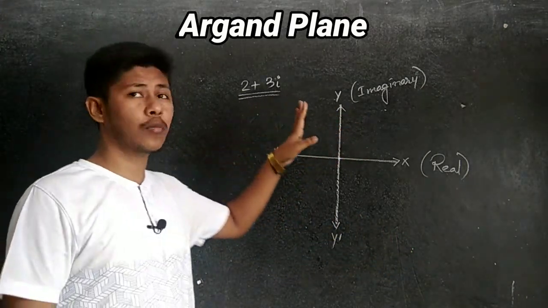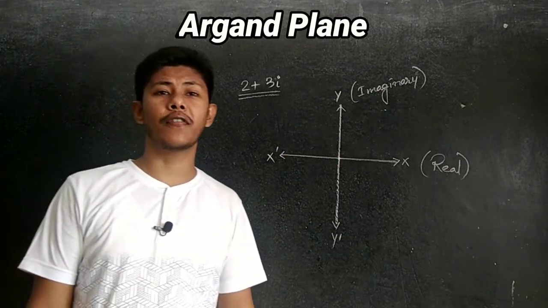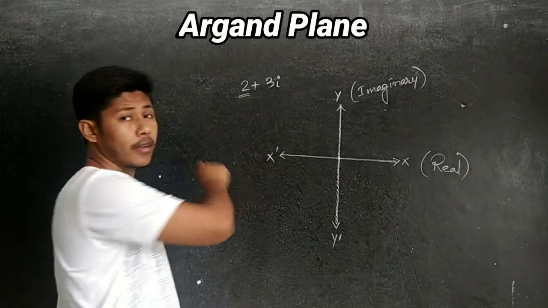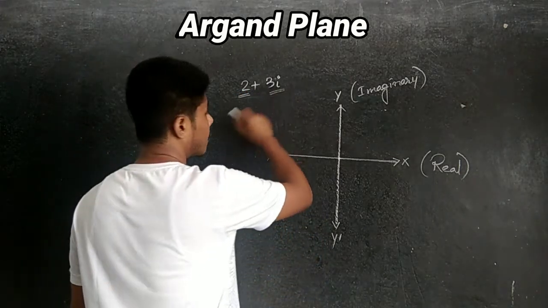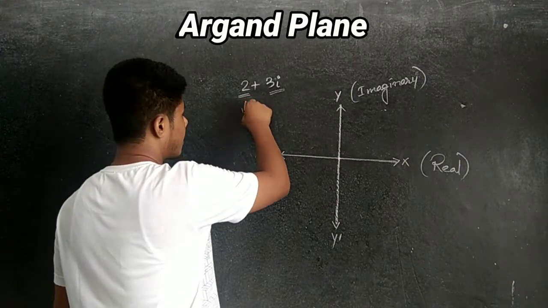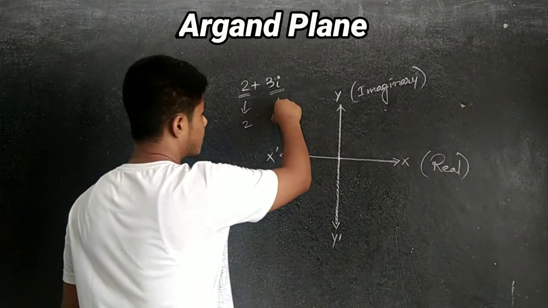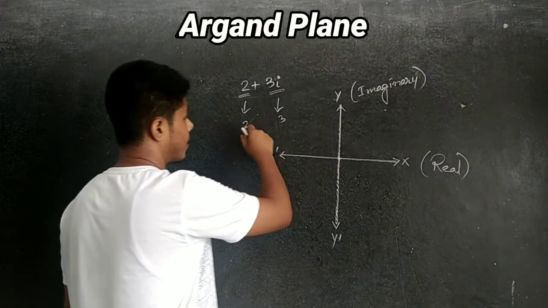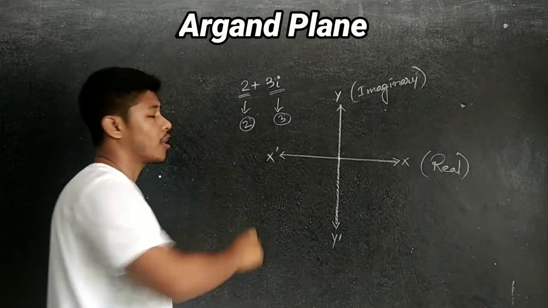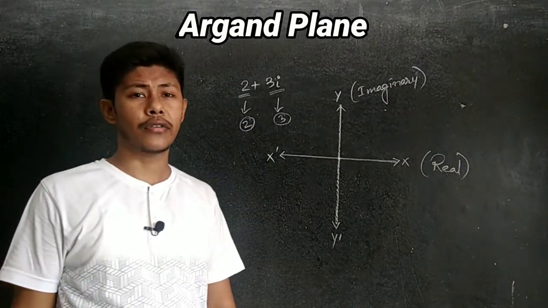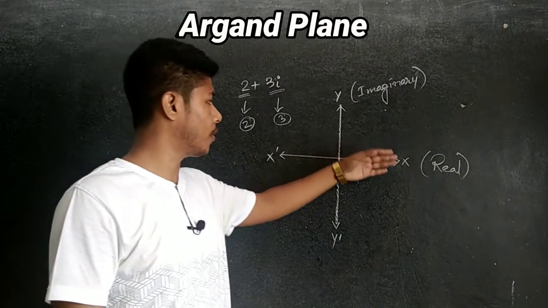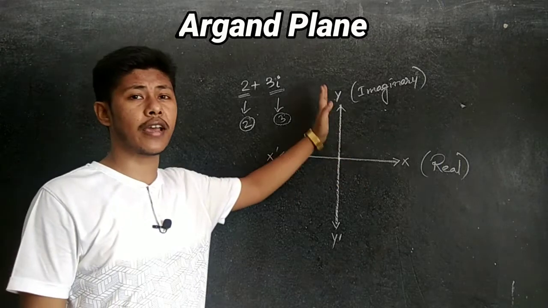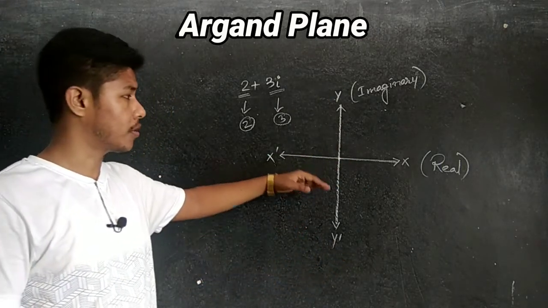When a complex number is given to us, we first have to identify the ordered pair. Here 2 is the real part, and 3i is the imaginary part. So the real number is 2, and the imaginary part is 3, the coefficient of i. So the ordered pair here is (2, 3). When we draw an Argand plane, it is a combination of the real axis and the imaginary axis. So this is the Argand plane.